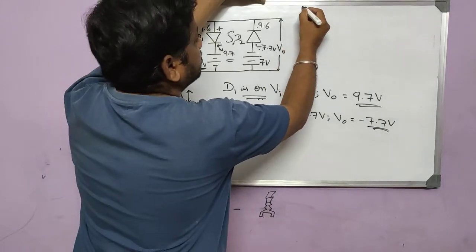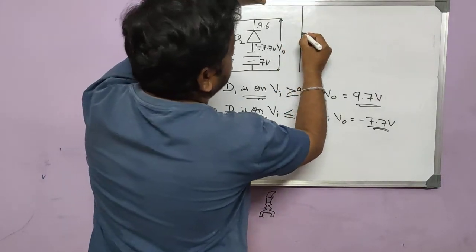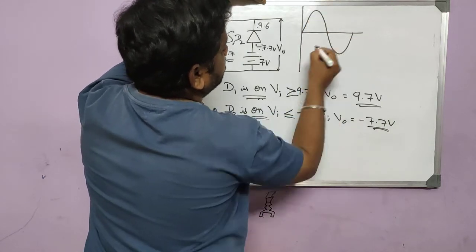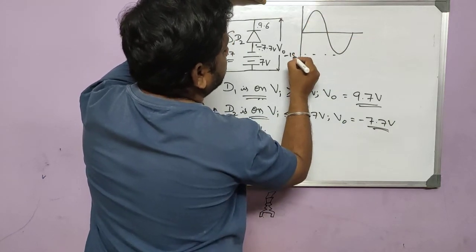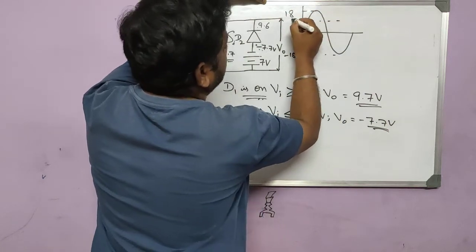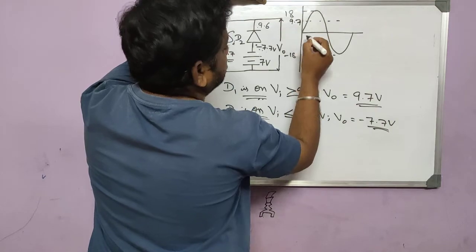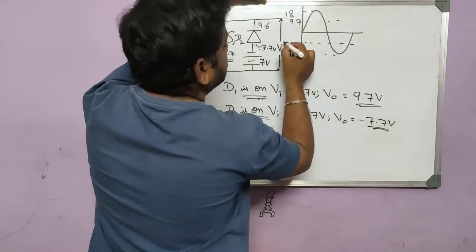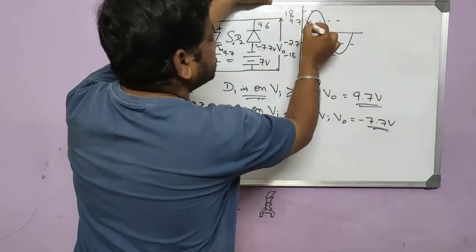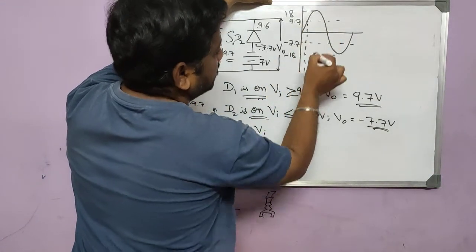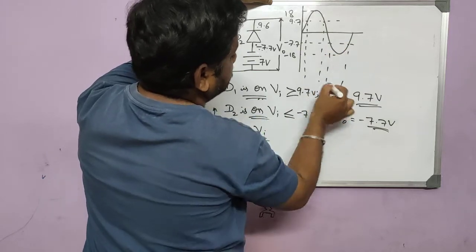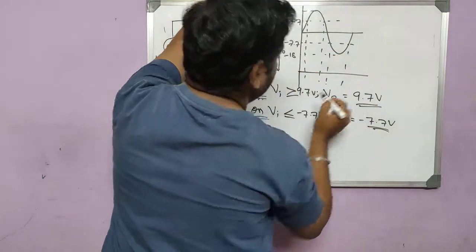Okay. So see, this is input, where we have this as minus 18, this is plus 18, and somewhere here you got 9.7, and this is say minus 7.7. Those are the two breakover voltages we got. So just extend these lines over there, so that I can get the output here.